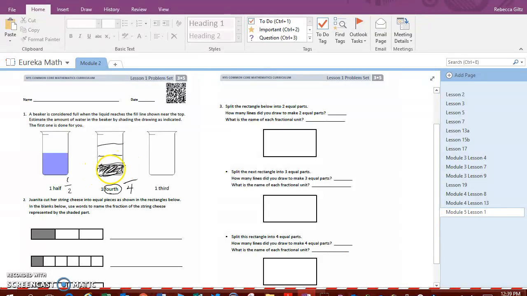So when you look at it, is 1/4 smaller or larger than 1/2? Hopefully you said smaller. It's a lot smaller. Okay, so we just showed 1/4.